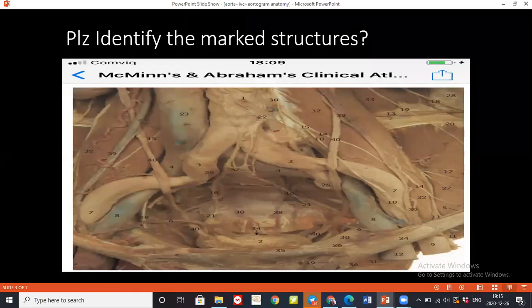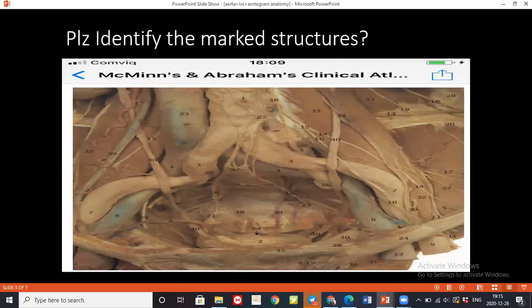Gonadal vessels. Yes, here as well. Can you tell me the relationship of the gonadal vessels with the ureter? Gonadal vessels with the ureter.